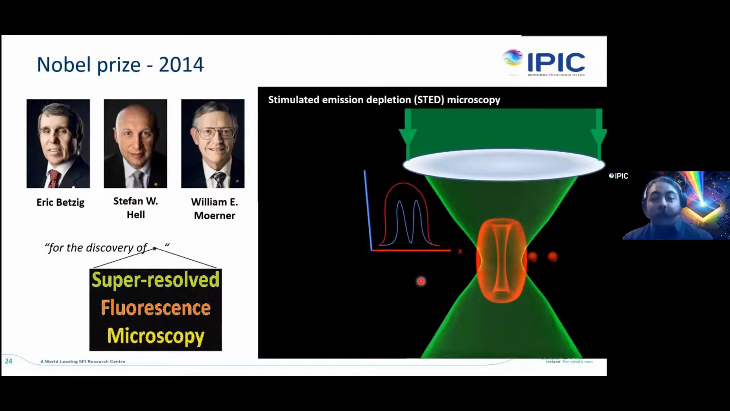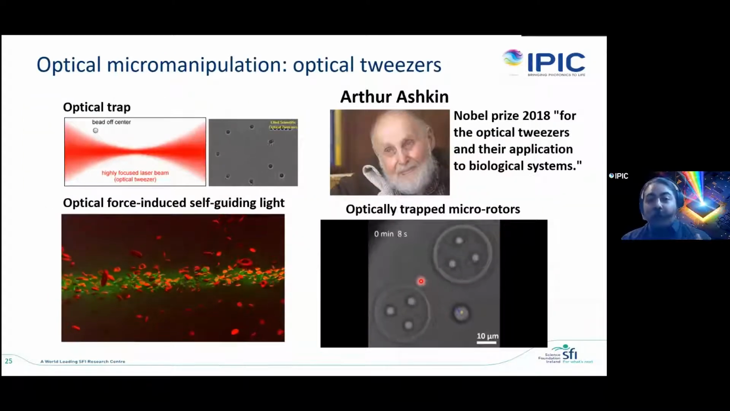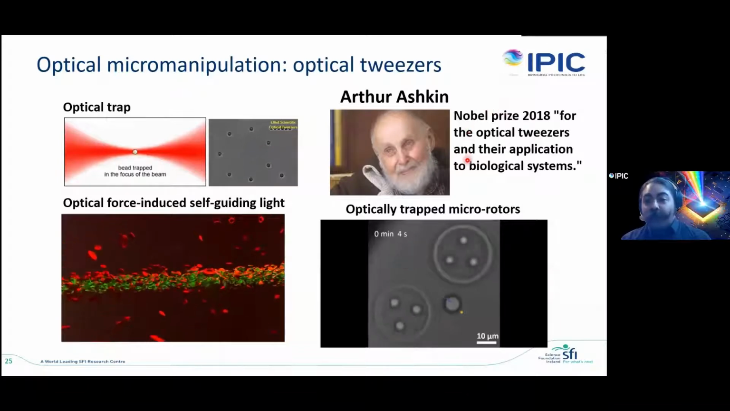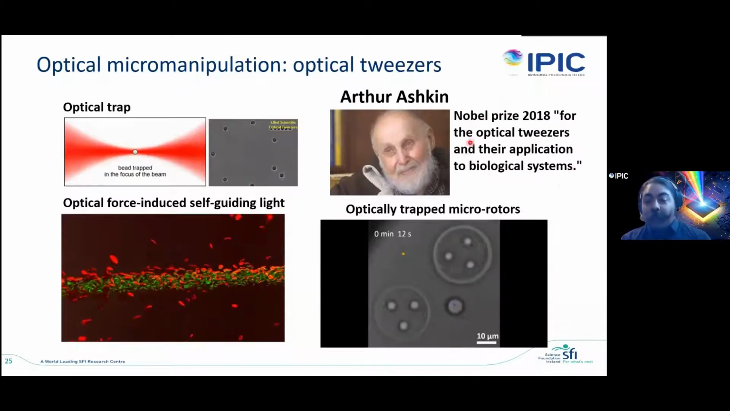Now, we don't only see small things, but we can also manipulate these things. We can do optical micromanipulation, and Arthur Ashkin used optical tweezers to do that in biological systems.